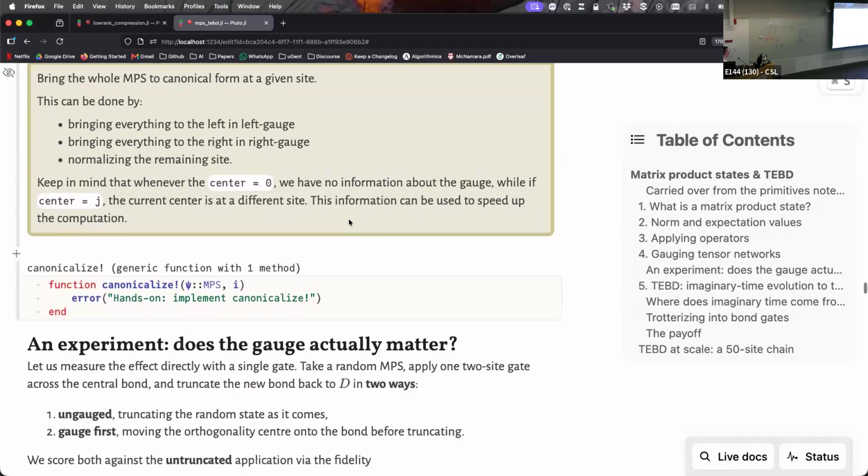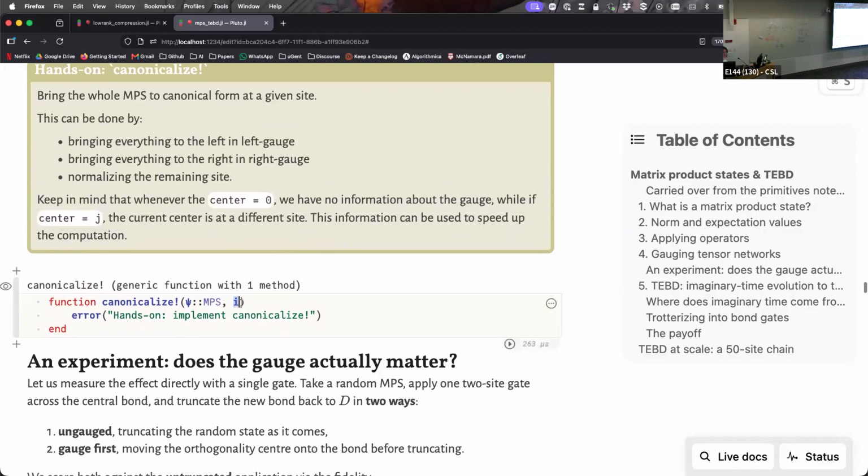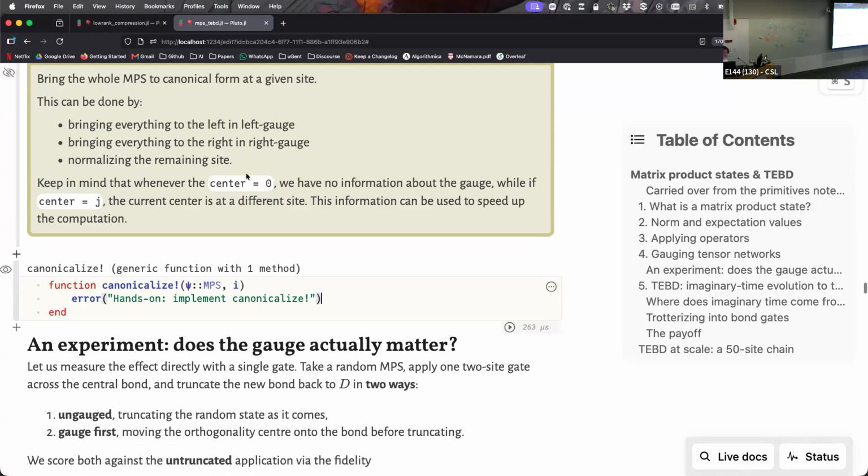Good. So then in order to canonicalize a full MPS, we'll give it a site. And so the full canonicalization should be: move everything from the left to the middle, move everything from the right to the middle, and end up with a canonical MPS. So I'll just give you a couple minutes to write that out. This should be somewhat straightforward.